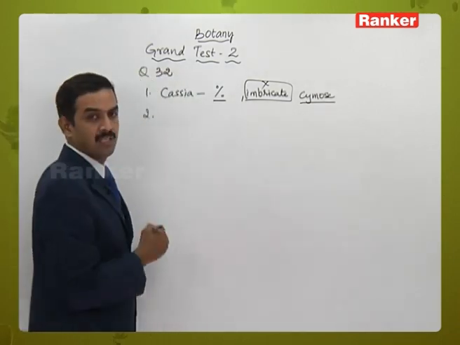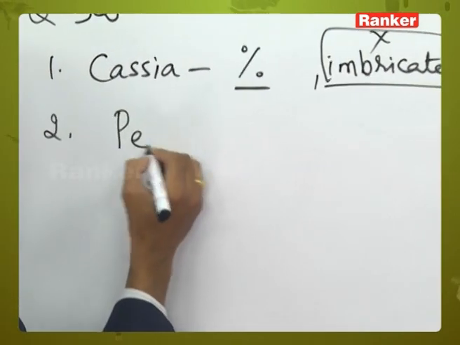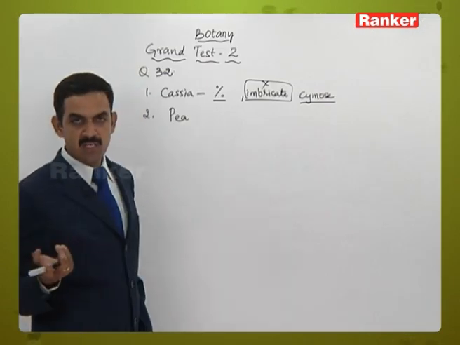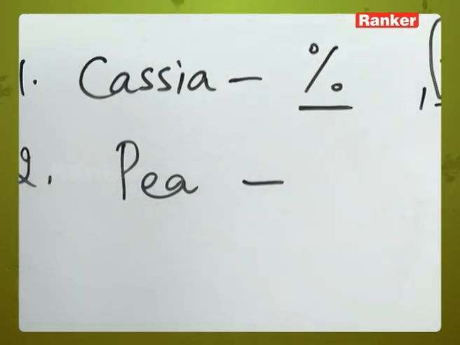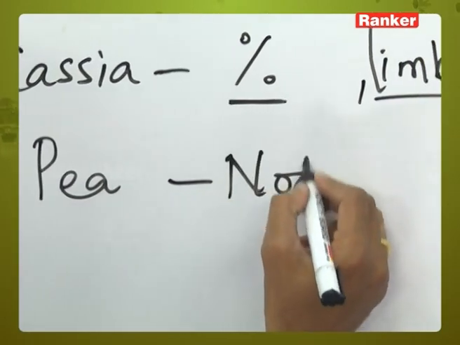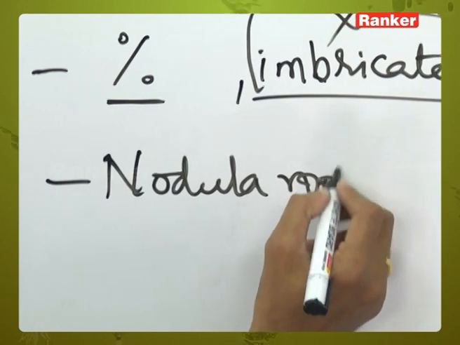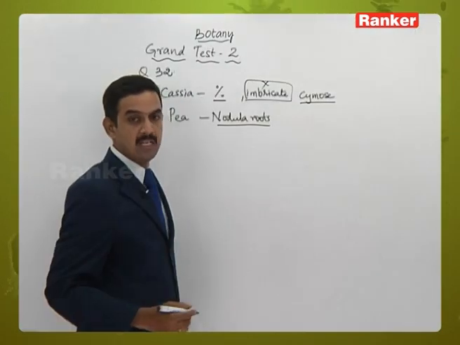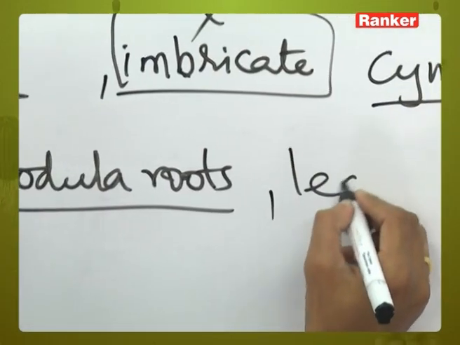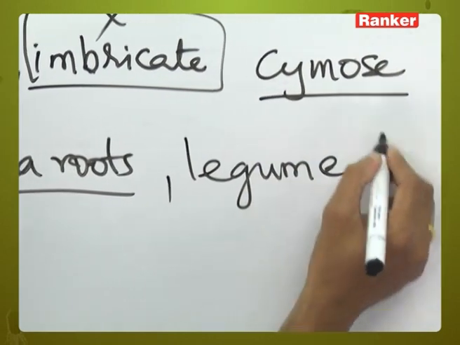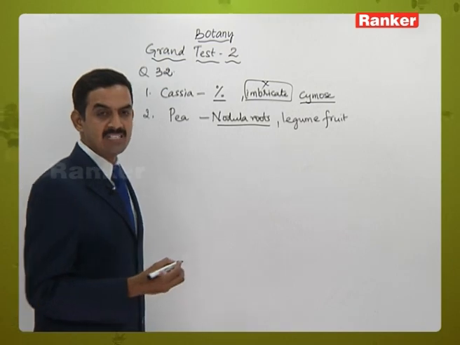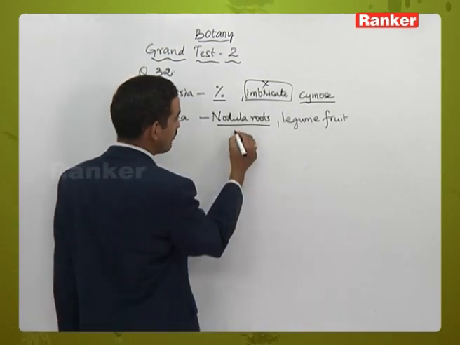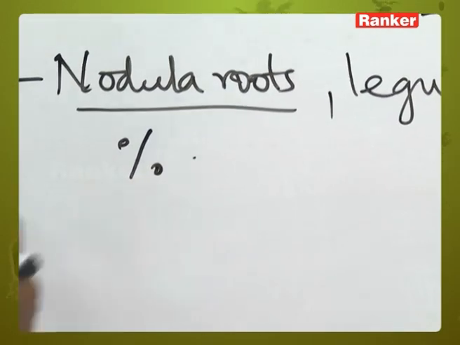So second one, pea plant, that is garden pea we can consider, which belongs to the Fabaceae family. In this plant, nodular roots are present. Yes, because we know that it's a characteristic feature of all legumes. So this is correct. Then the characteristic fruit in this one is legume fruit. That is also correct. And zygomorphic flowers. Yes, this is also correct.